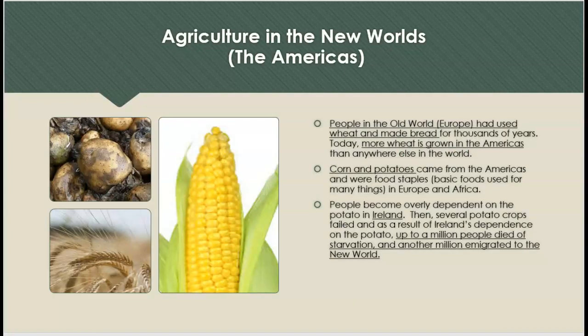Agriculture in the New World, the Americas. People in the Old World, Europe, had used wheat and made bread for thousands of years. Today, more wheat is grown in the Americas than anywhere else in the world. Corn and potatoes came from the Americas and were food staples, basic foods used for many things, in Europe and Africa. People became overly dependent on the potato in Ireland. Then several potato crops failed as a result of Ireland's dependence on the potato. Up to 1 million people died of starvation, and another million emigrated to the New World.